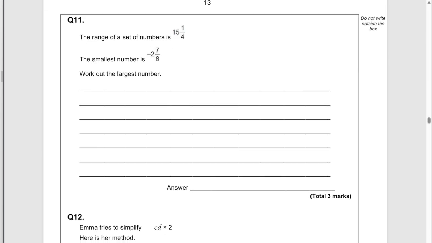Okay, question 11, the range of a set of numbers is 15 and a quarter. The smallest number is minus 2 and 7/8. Work out the largest number. Well, the range of a number is equal to the largest minus the smallest. So the largest I'm going to call x for now. So I'm going to say x minus, and then that's a negative number, minus 2 and 7/8 is going to be equal to the range, which is 15 and a quarter.